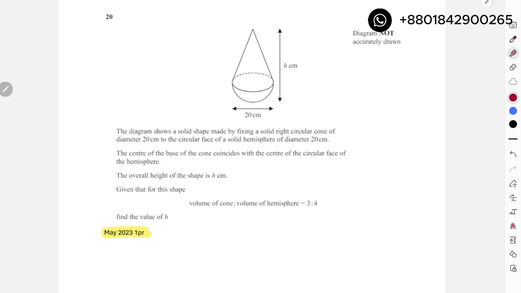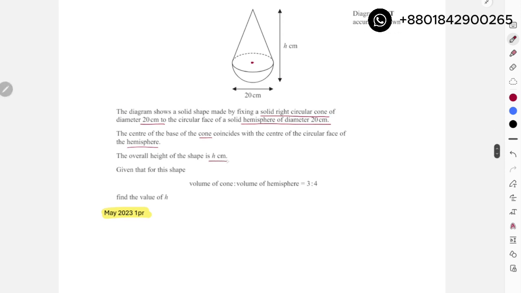Over here it says the diagram shows a solid shape made by fixing a solid right circular cone of diameter 20 cm to the circular face of a solid hemisphere of diameter 20 cm. The center of the base of the cone coincides with the center of the base of the hemisphere. That means this center is for both cone and hemisphere. That means the radius for the cone and hemisphere is also going to be equal. And it says that the overall height of the shape is h.